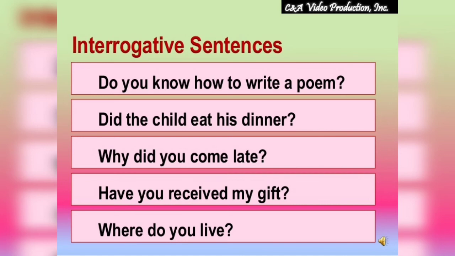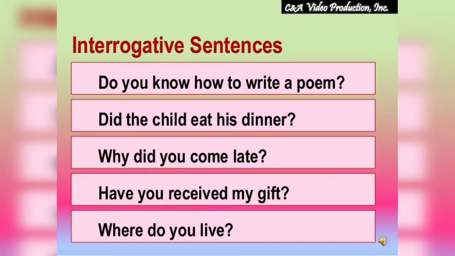So let us see some more examples. Do you know how to write a poem? Did the child eat his dinner? Why did you come late? Have you received my gift? Where do you live? You see here the sentences have begun with the capital letter. Some of them have begun with do and did and WH question words. So you can see here how to form a proper question, because it is very, very important.